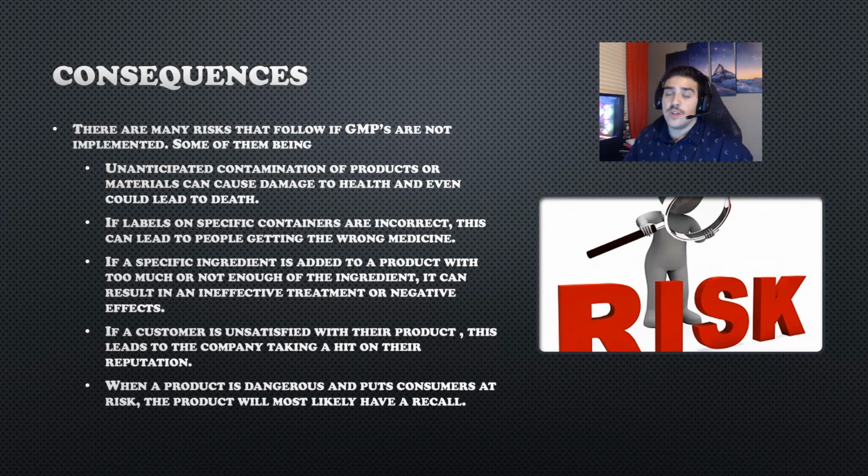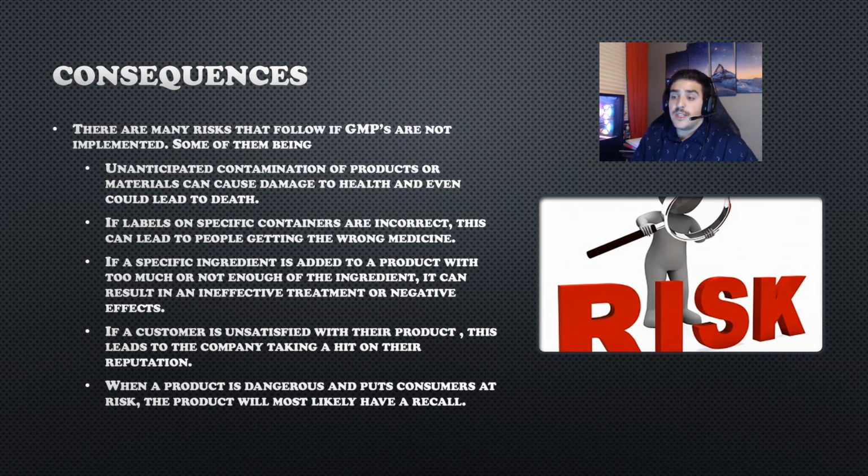So next is the consequences of what would happen if you didn't follow the GMPs. And there are many risks that follow if GMPs are not implemented. Some of them being unanticipated contamination of the products or materials can cause damage to health and could even lead to death. If labels on specific containers are incorrect, this can lead to people getting the wrong medicine. If a specific ingredient is added to a product with too much or not enough of the ingredient, it can result in ineffective treatment or negative effects.